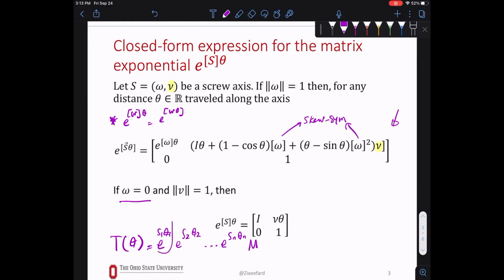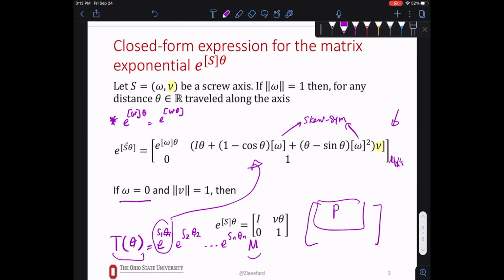So for every single one of these, you have to go solve that. That's 4 by 4. And this multiplication is also 4 by 4, and you get that T of theta. So that will be 4 by 4. Here you have R, you have P. So it is basically the final position and orientation of your arm or end effector.